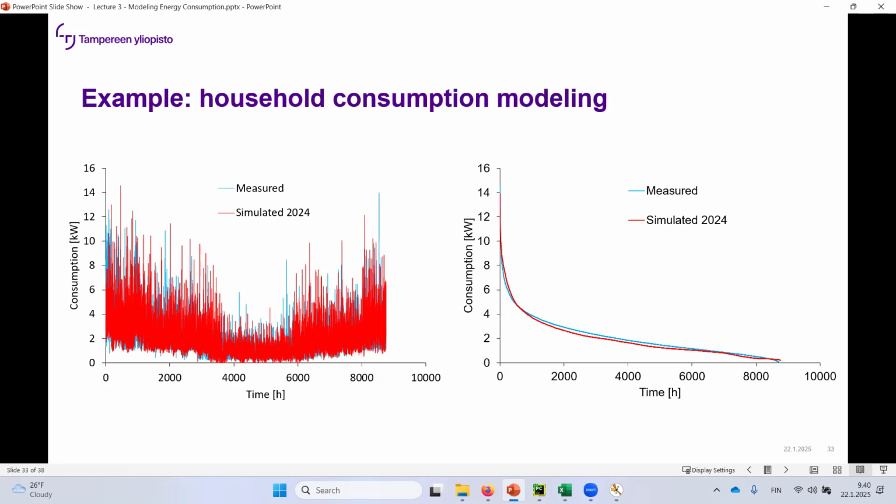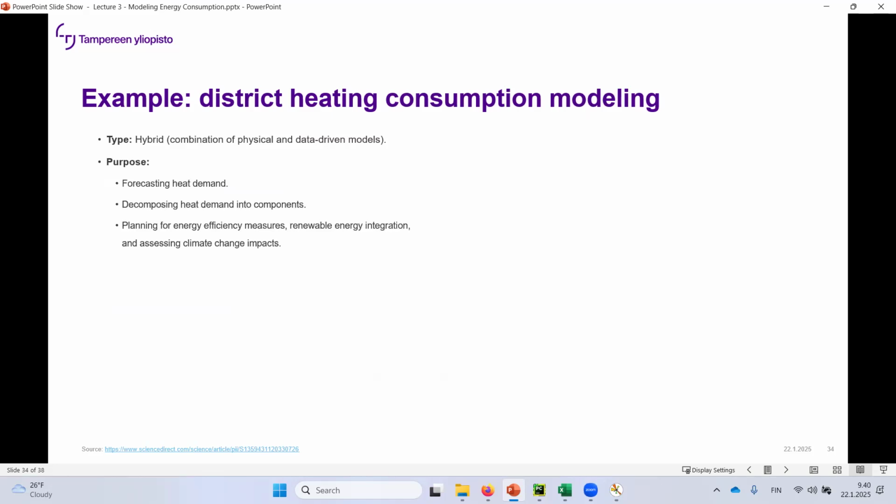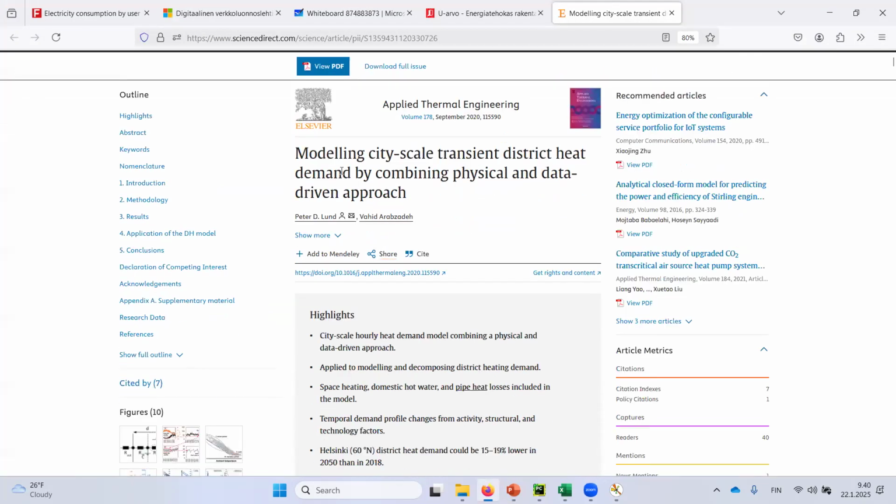So now I have trained the model based on 2024. I have combined physical modeling and this probability modeling. And I've obtained a consumption model for my household. The same, and where did I get this idea from? The same can be made for this district heating consumption. So this is the modeling city-scale transient district heat demand by combining physical and data-driven approaches.